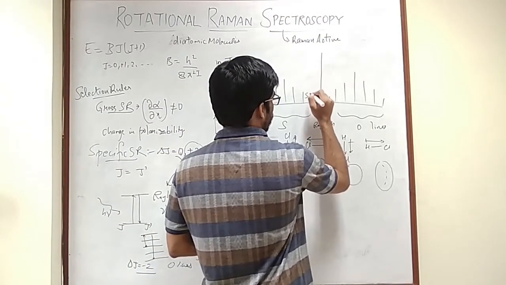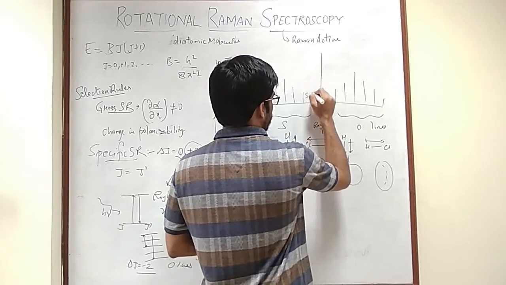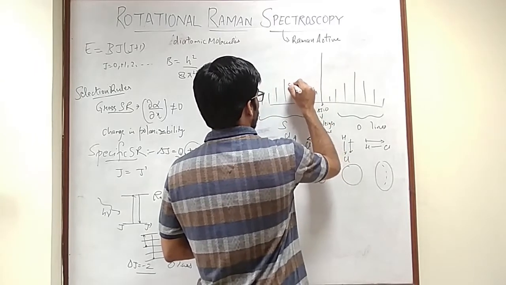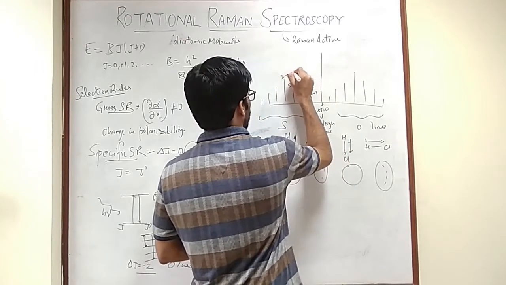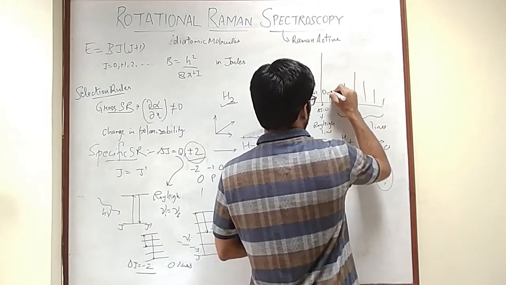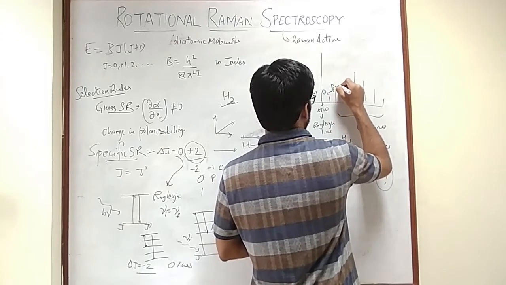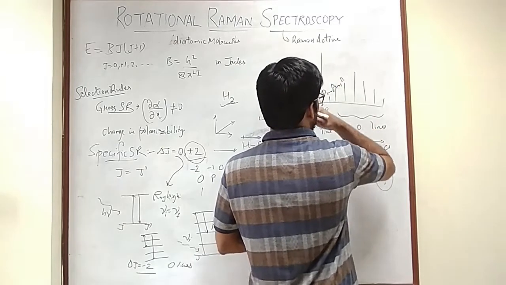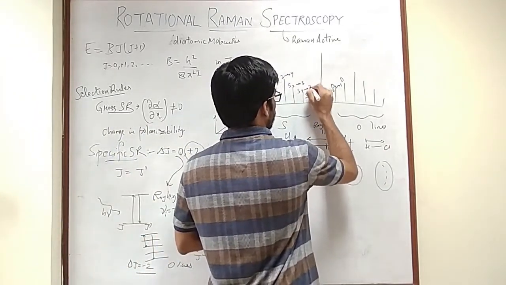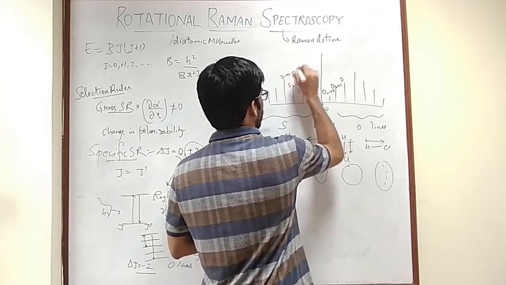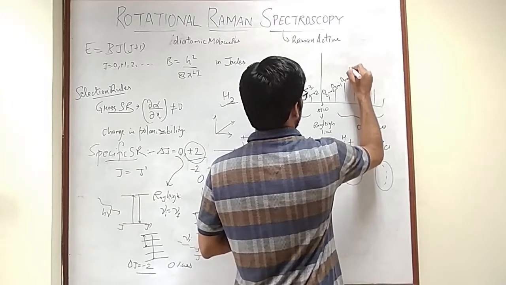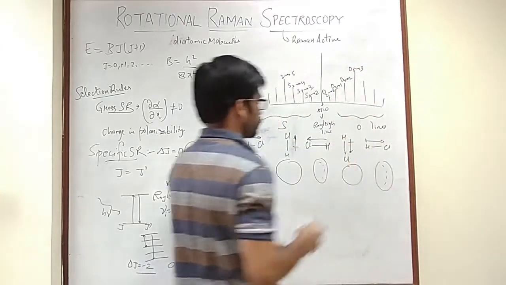So this would be S, let's say 0 to 1, 1 to 2, 2 to 3, 3 to 4. Similarly, this will be 0, O lines 1 to 0, O lines 2 to 1. Okay, so I made a mistake. Delta J should be 2. So this is 2, this is 3, this is 4, this is 5. Similarly, this should be 2, this should be 3, 4 to 2, 5 to 3, and so on.